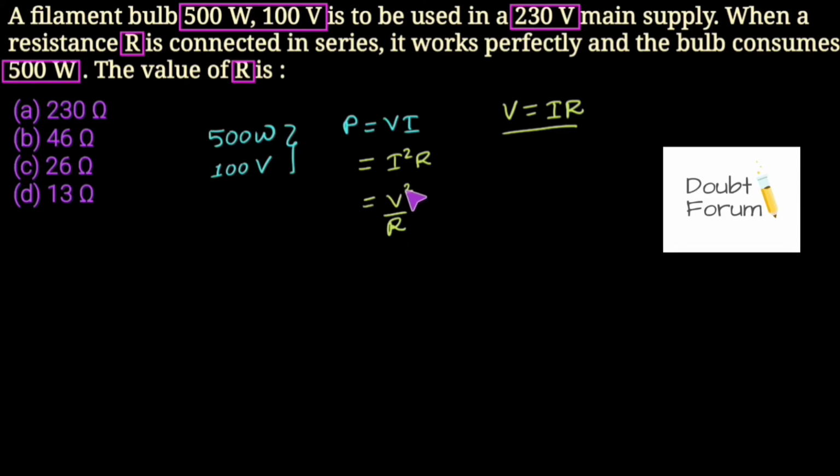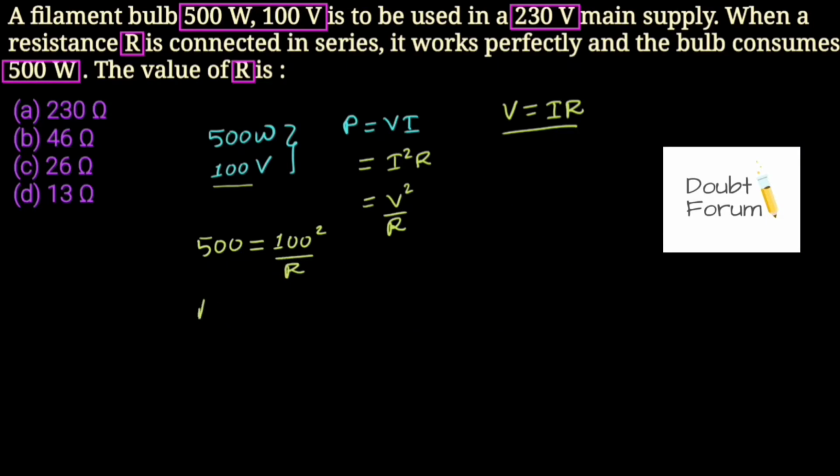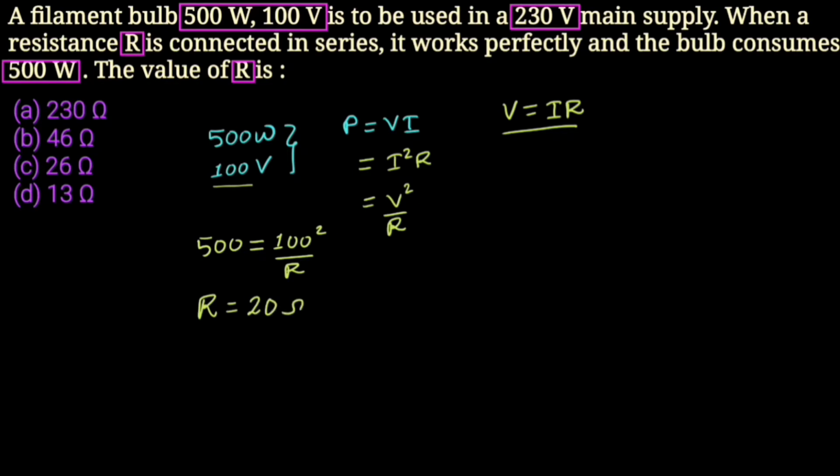So if we apply this formula, the power is 500 watt, which will be equal to V square divided by R. V is given as 100 volt, so we take the square of that, divided by R, where R is the resistance of the filament bulb. From here the value of resistance of that filament bulb will come out to be 20 ohm.